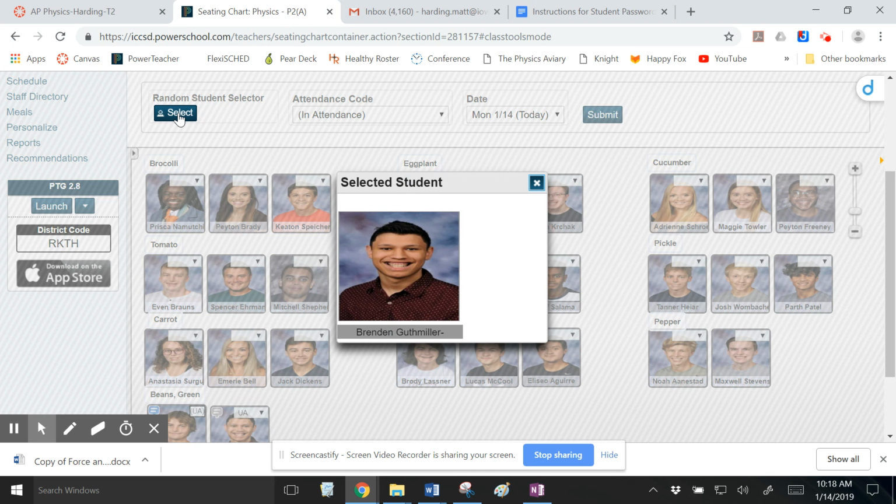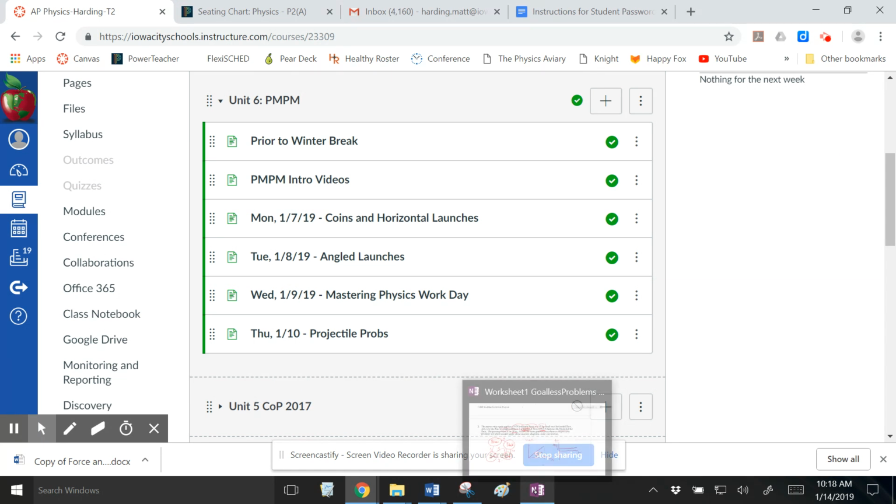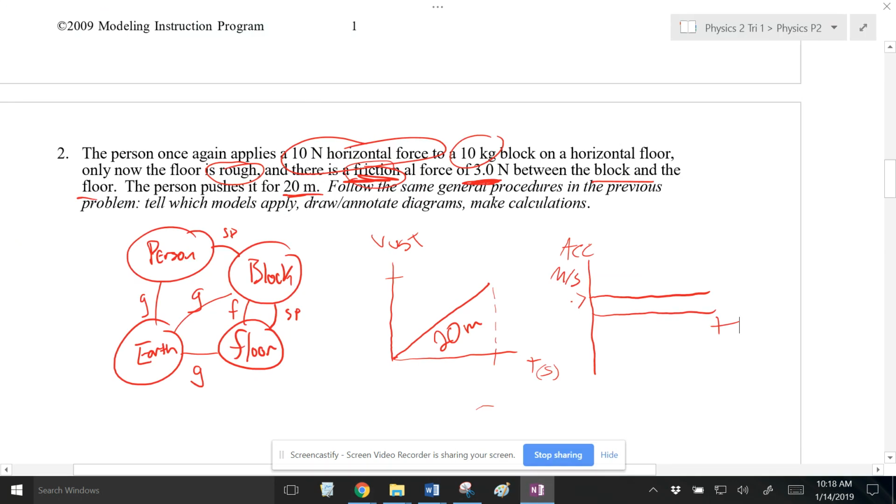BG's not here. Gus again. Hey! And you can scroll with your finger if you need more space.